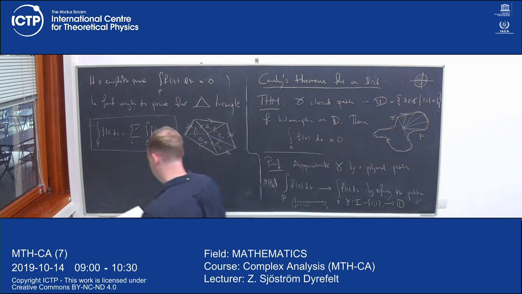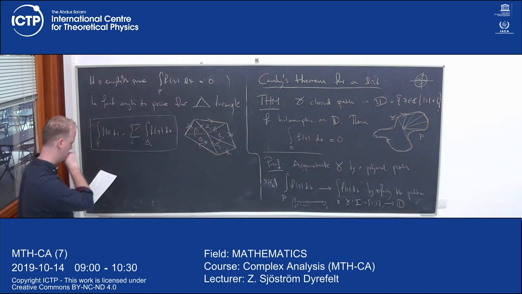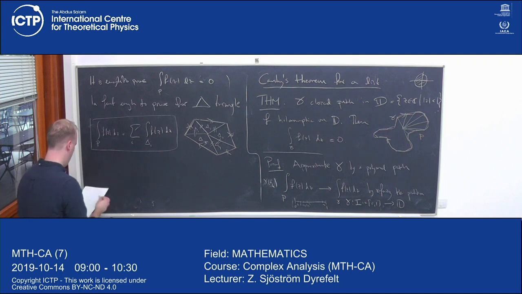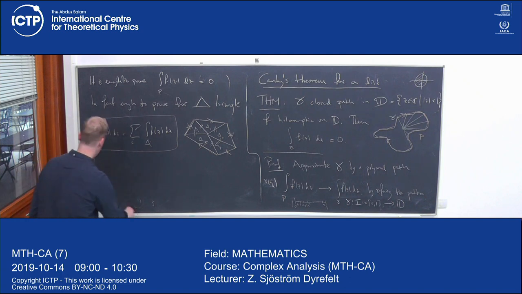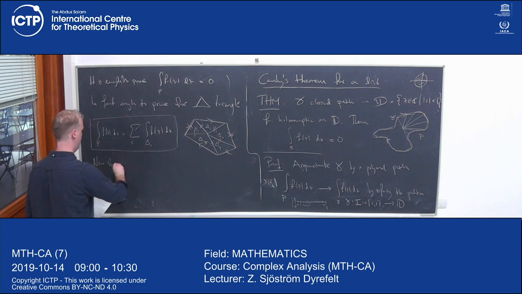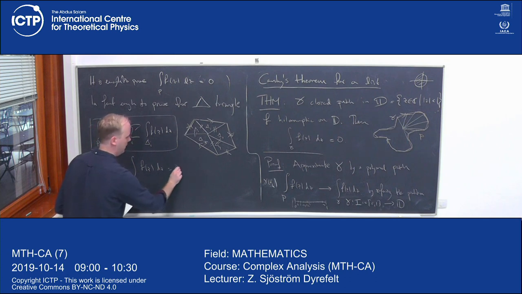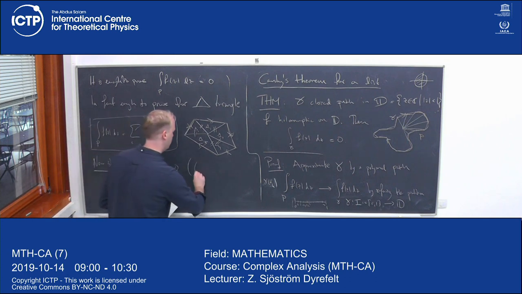So what I did was to subdivide these things and take this path. Let me not write it. Now we show that the integral along such a triangle is zero, and this is the second part of the idea of the proof.